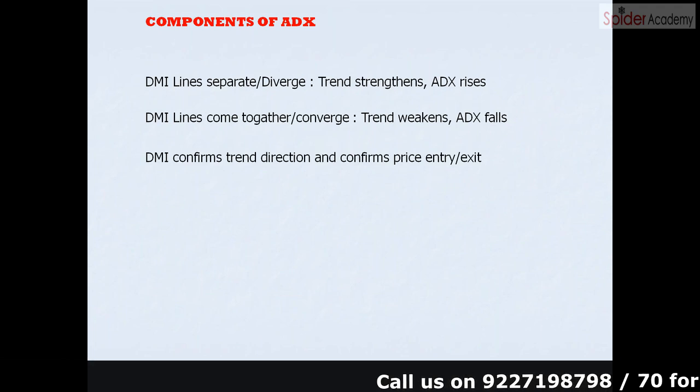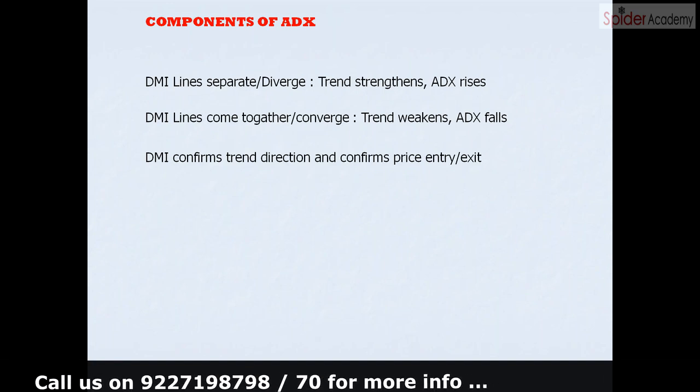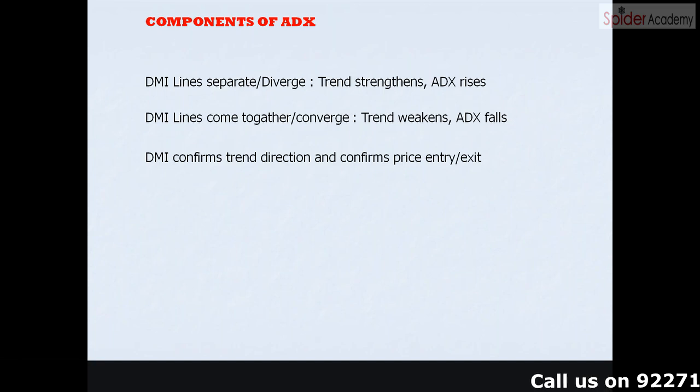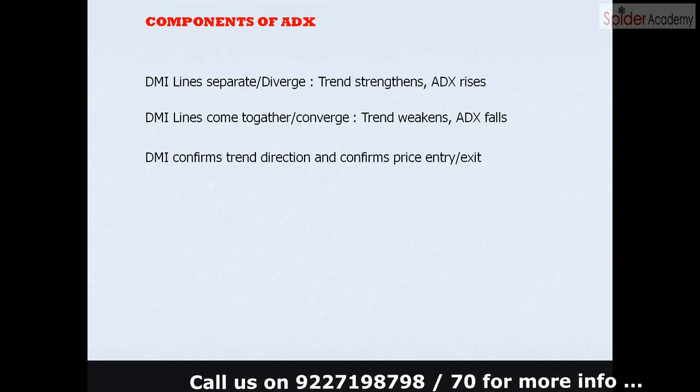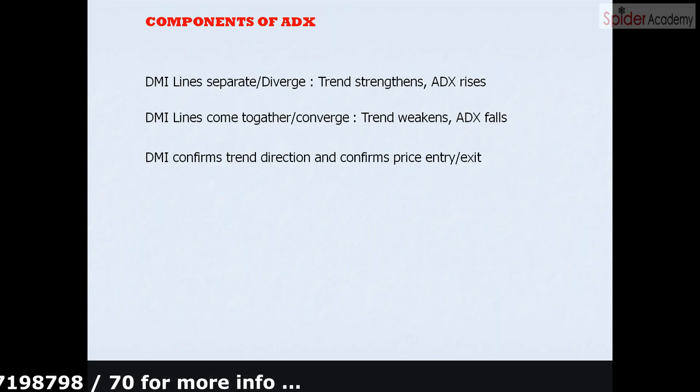The DMI confirms trend direction. If the positive DI is going upward side, it is a positive trend. If the positive DI is going upward side, the negative will be going down, so it will have a positive trend. And reversely, if the negative DMI is going upward and positive is coming down, it's a sell signal.